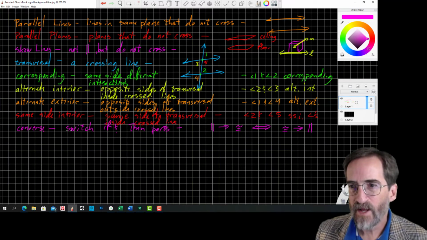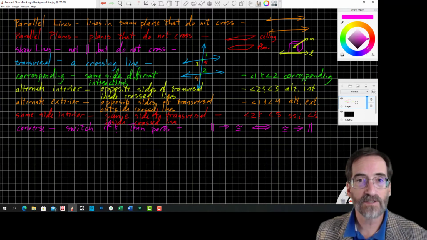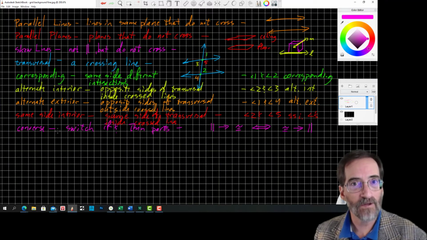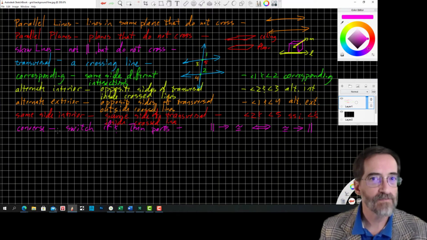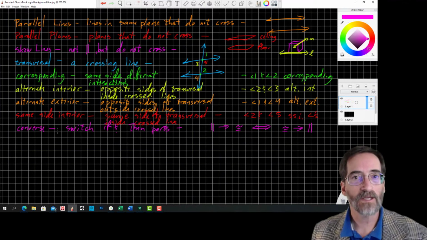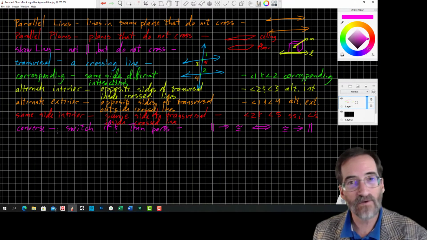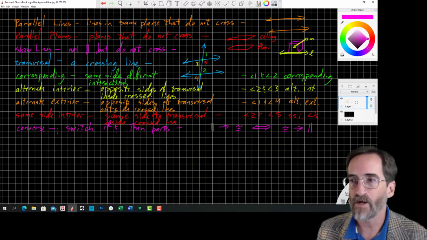Converse. And that comes up in this unit because the corresponding angle postulate says if lines are parallel, then angles are congruent. We need to be able to prove lines parallel and use the converse of the corresponding angle postulate, which says if corresponding angles are congruent, then the lines are parallel.